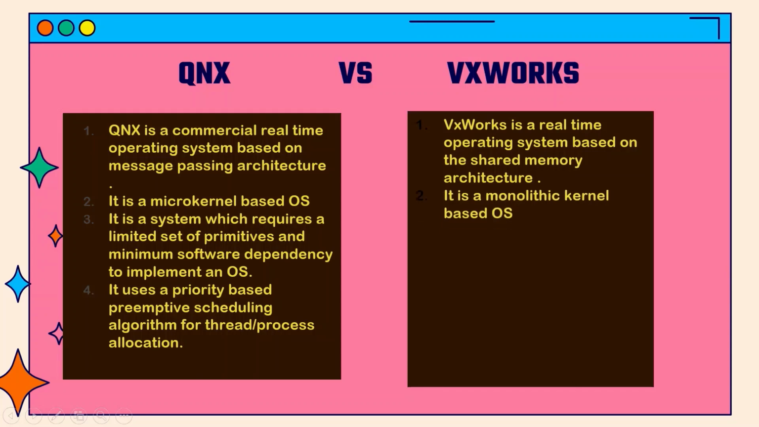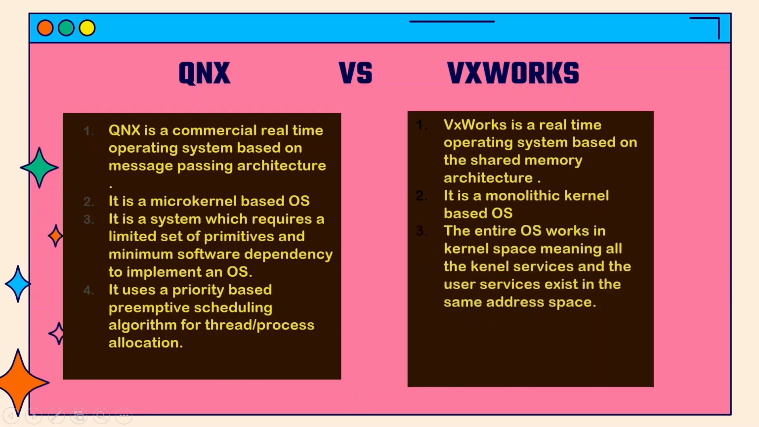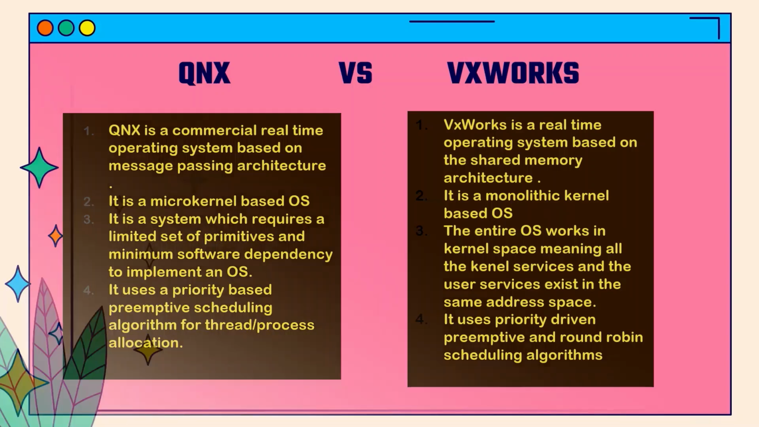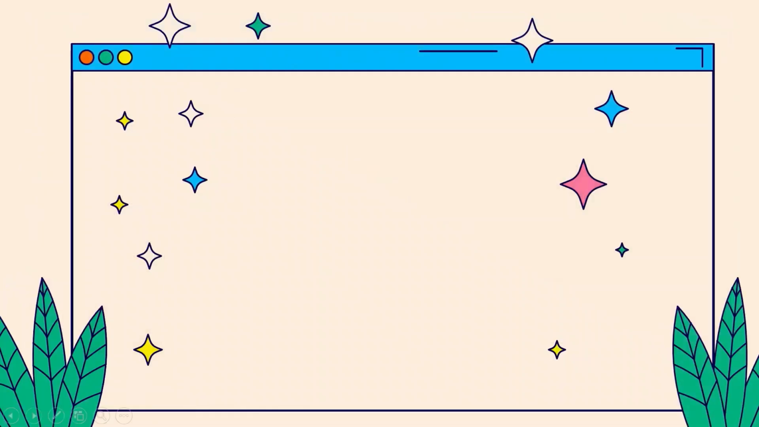whereas VxWorks is a real-time operating system based on shared memory architecture. It is a monolithic kernel-based operating system. The entire operating system works in kernel space, meaning all the kernel services and the user services exist in the same address space. It uses priority-driven preemptive and round-robin scheduling algorithms.